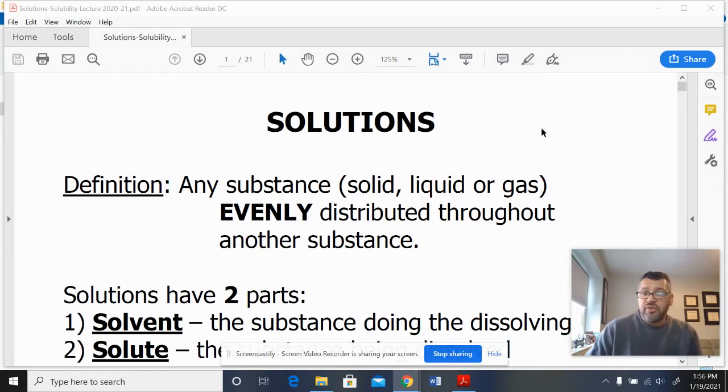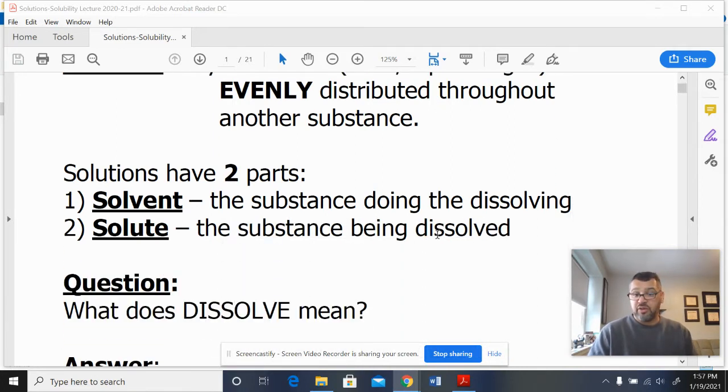Our next unit, Unit 14, is dealing with solutions. And solutions are things that we come across all the time, so we need to understand what they are. So a solution is defined as any substance that's evenly distributed throughout another substance. And so when we talk about a substance evenly spread out through another one, what are those? What's being spread out into what?